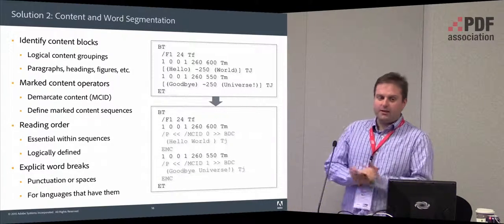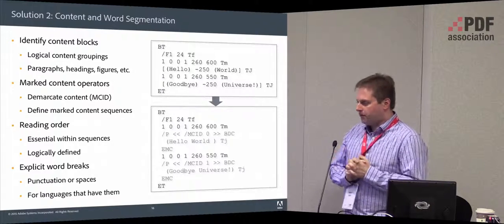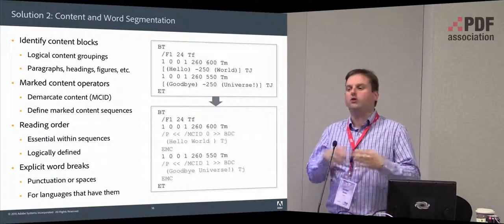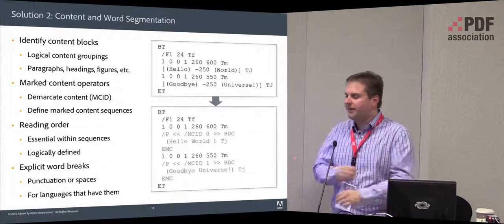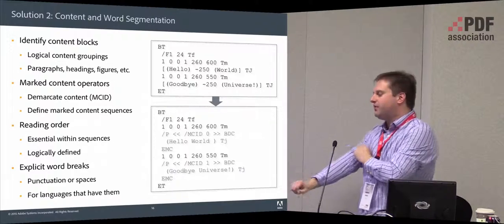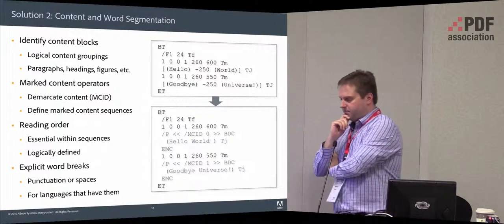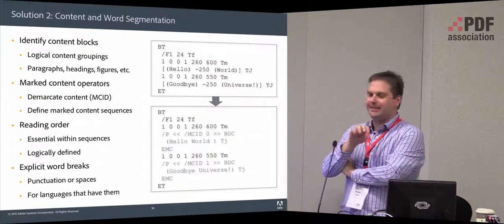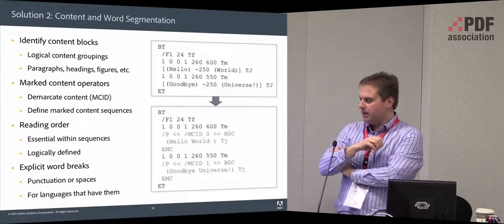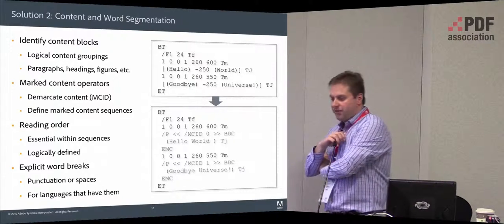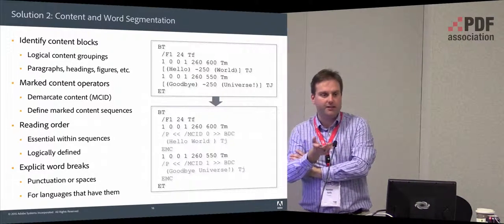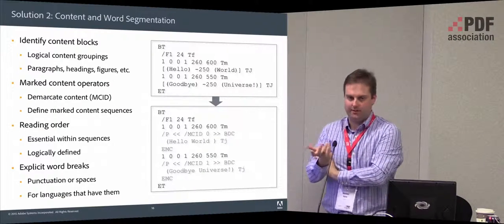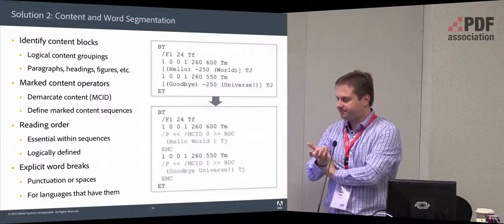So the second problem I talked about was the idea of how do you identify content? How do you segment content? How do you identify order of content? And so basically, Tagged PDF gives you the capability of logically grouping content and segmenting it so that you can then identify it elsewhere. We have the ability to describe things, and I'll get to a little more detail on this in a minute, but you can talk about paragraphs and headings and other semantic concepts that are orthogonal to just layout.